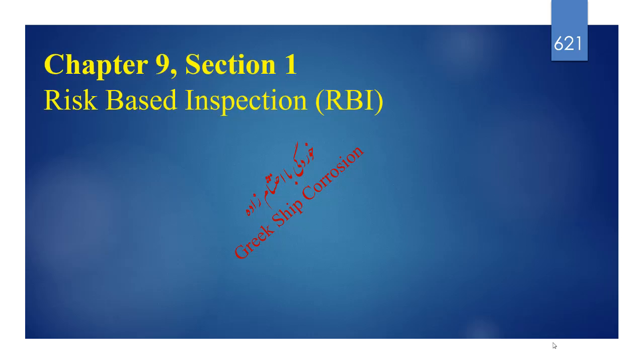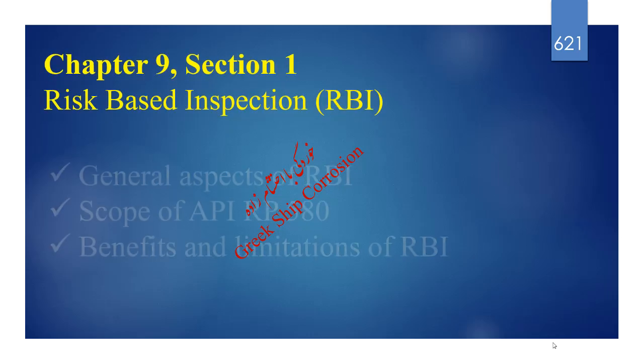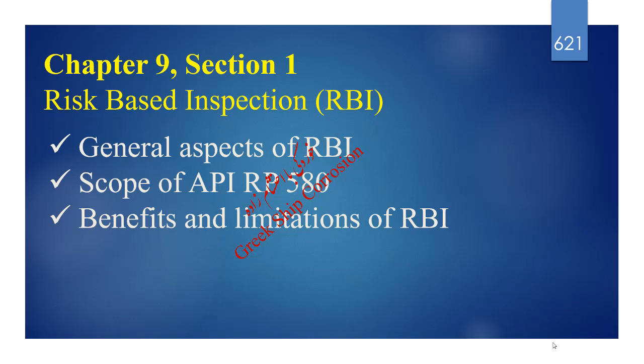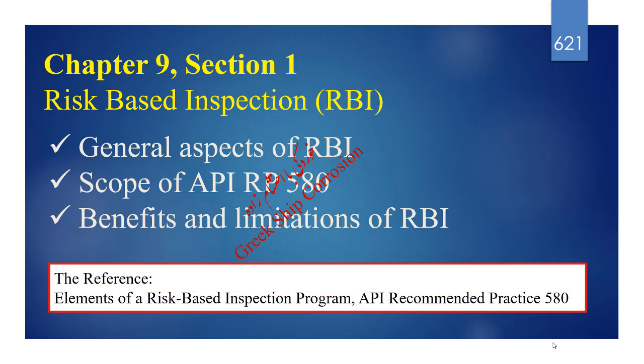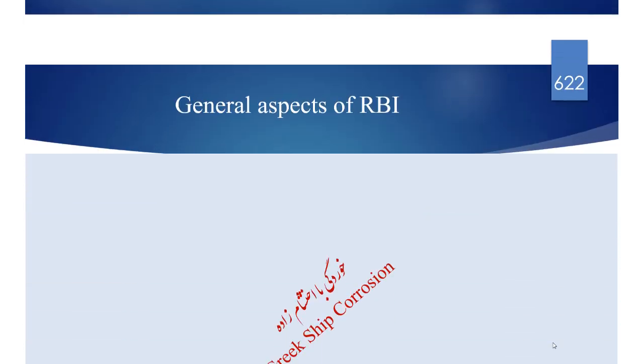Chapter 9, Section 1, Risk-Based Inspection, RBI. General aspects of RBI, scope of API RP 580, benefits and limitations of RBI. The reference: Elements of a Risk-Based Inspection Program, API Recommended Practice 580.